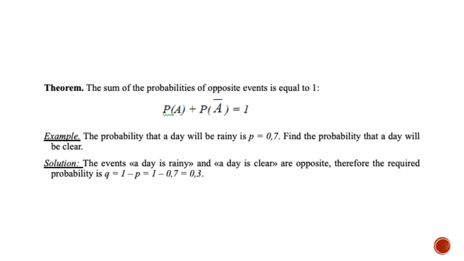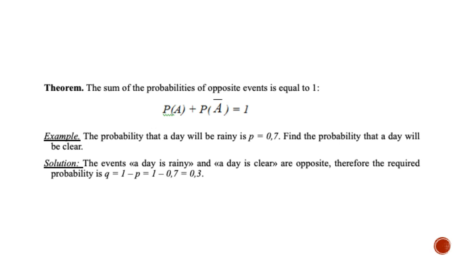From this, we can derive an equally important formula. The probability of the complement of A equals 1 minus the probability of A. This formula is incredibly useful because sometimes it's easier to calculate the probability of an event not happening than it is to calculate the probability of the event happening.